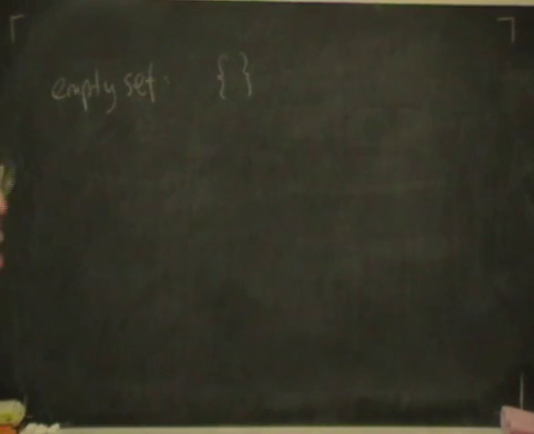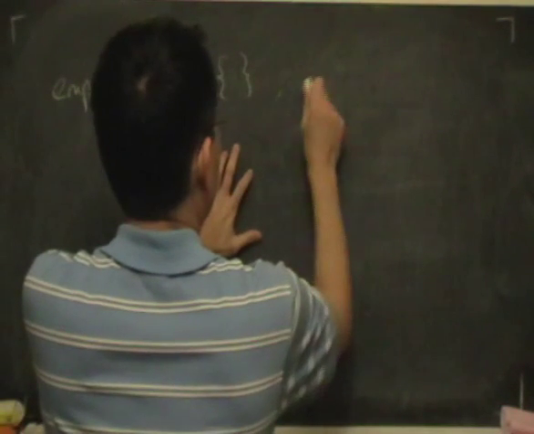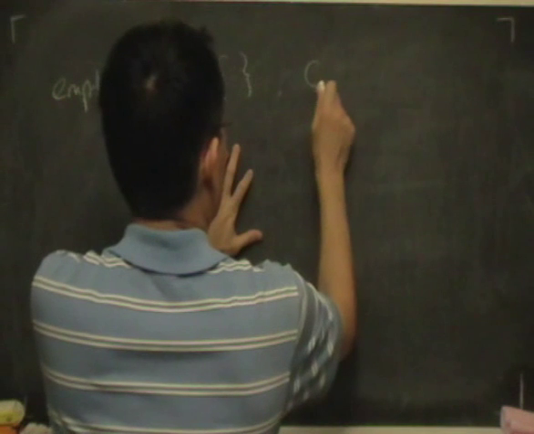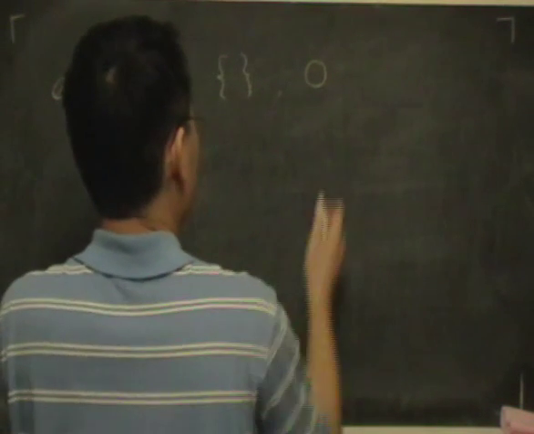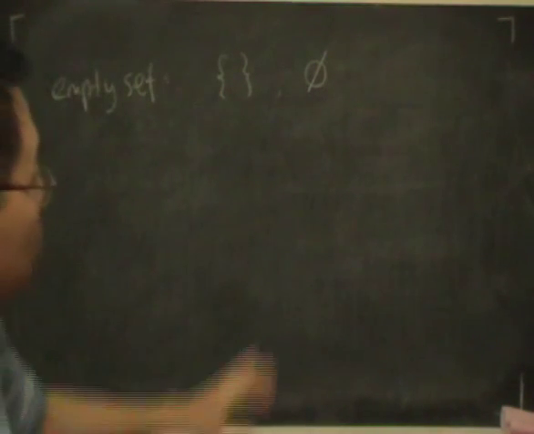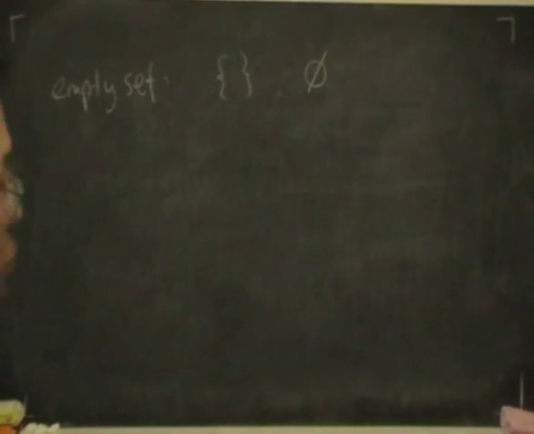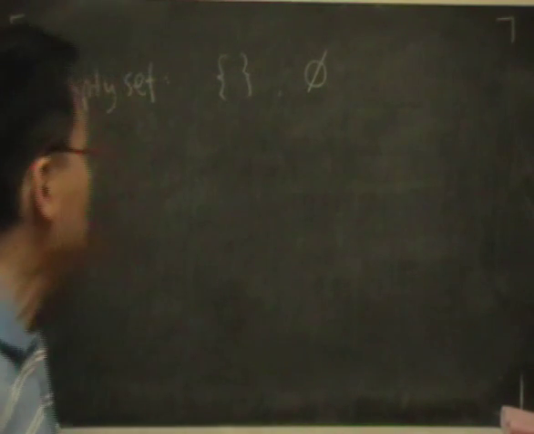Now another way to represent it is by writing a 0 and drawing a line across it. So that symbol also represents an empty set, right? So just a set with nothing inside.